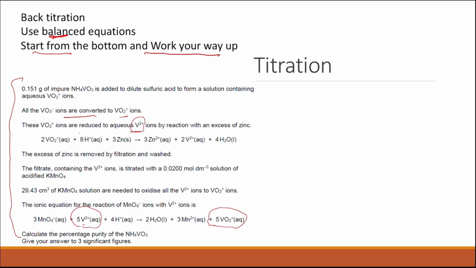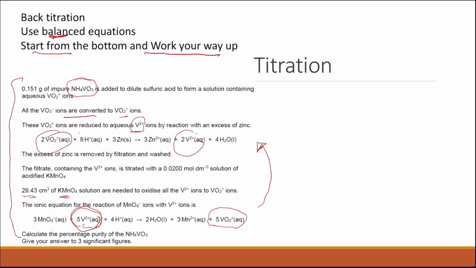So to work through these questions, you have to start from the bottom, as I said. First of all, you need to use the amount of the titrant here, which is the potassium permanganate, to calculate the amount or the number of moles of vanadium 2 plus. And then you work upwards to convert this vanadium 2 plus to VO2 plus, which is basically going to equal the same number of moles of the original substance.